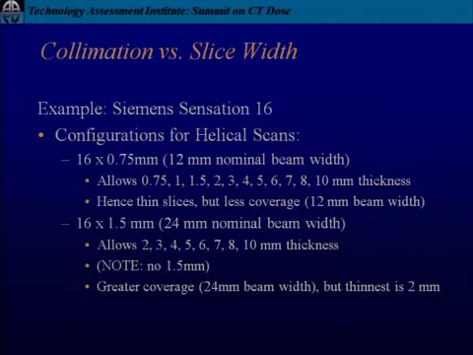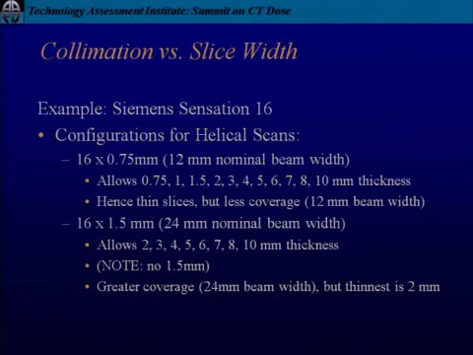We have a Sensation 16 from Siemens, and the configurations for helical scans are two basic configurations, 16 by 0.75 and 16 by 1.5. So this may go to some of the previous questioners' questions. This was a 12 millimeter nominal beam width. That's in 16 by 0.75. Okay? What you can reconstruct are all of these, potentially. 0.75, 1, 1.5, etc., all the way up to 10. Those are all available to be reconstructed from the same original raw data.